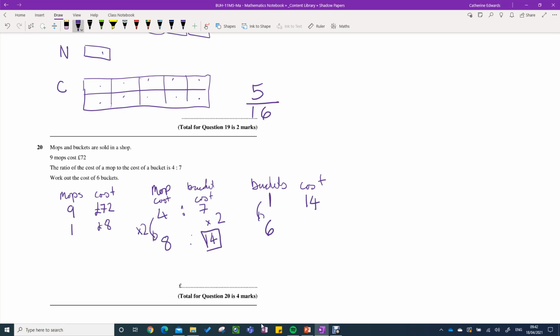So we can take this over here and say 1 bucket is 14. So 6 buckets we are going to times by 6. So we're going to do 14 times 6. And again, I'm using my calculator. I'm not trying to do it in my head. 84. So it's costing me £84.